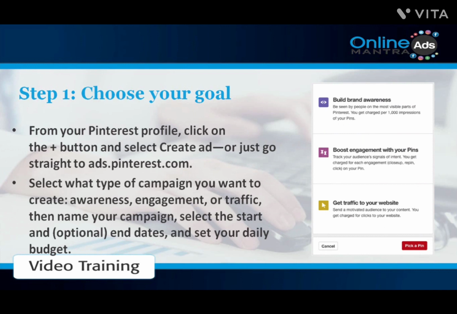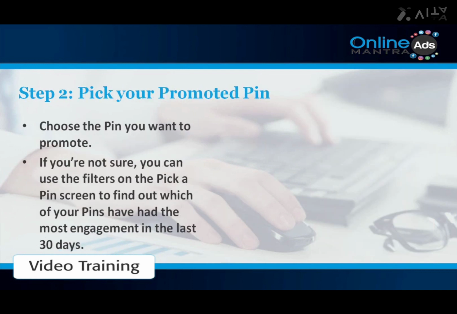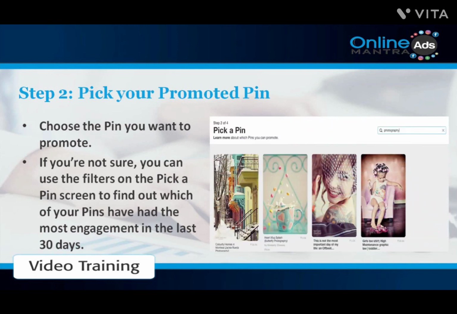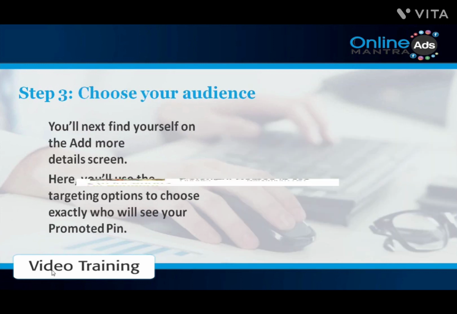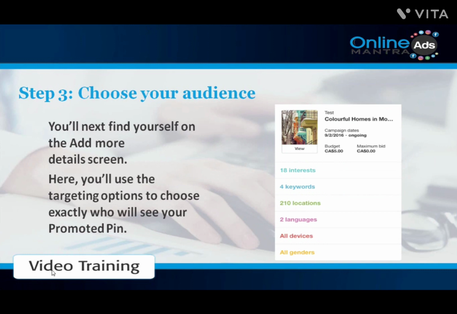Select the start and optional end dates, and set your daily budget. Step 2. Pick your promoted pin. Choose the pin you want to promote. If you are not sure, you can use the filters on the Pick a Pin screen to find out which of your pins have had the most engagement in the last 30 days. Step 3. Choose your audience. You will next find yourself on the Add More Details screen. Here, you'll use the targeting options to choose exactly who will see your promoted pin.